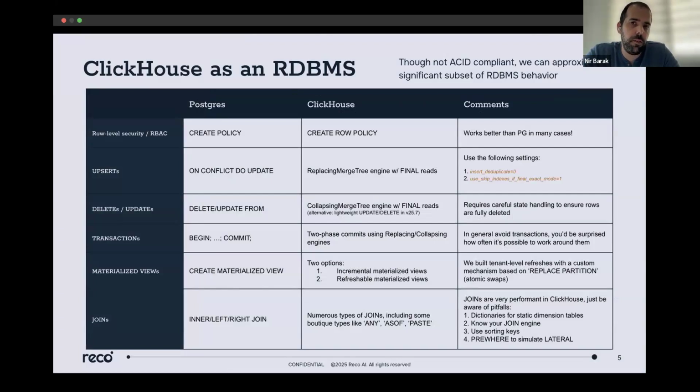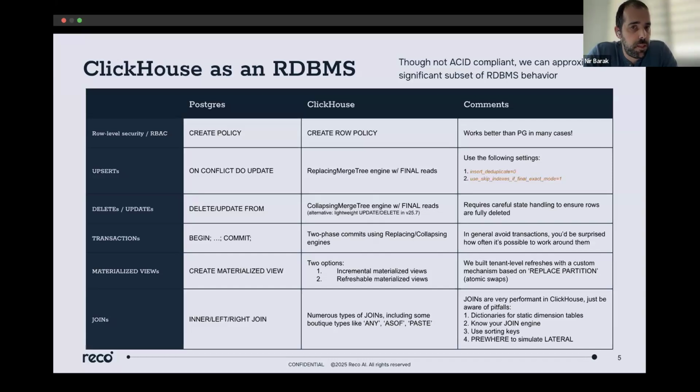But as we found out, it's not necessarily something you must have for all of the system for it to work as fast and as correct as you'd like. For example, row-level security, which is a basic feature, and role-based access control as well. ClickHouse actually has more configurations for policy creation and tenant isolation than Postgres has, at least in my experience. So that was surprisingly a very simple thing to move.